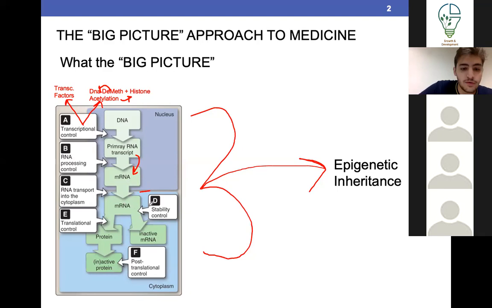Okay, that's another form. Translational control. Sometimes proteins bind to the mRNA, inhibiting its translation. And lastly, not every protein that is made is used. That's another form of control.